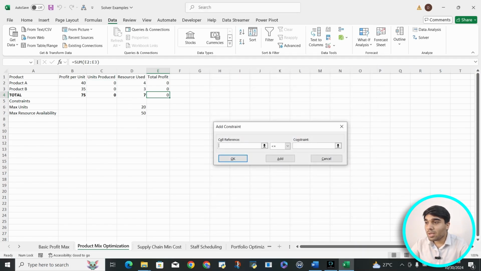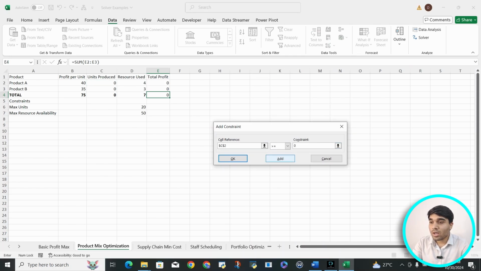The constraints will be that units produced are supposed to be greater than or equal to 0. I'll click on add. Product B also greater than or equal to 0. Now you can imagine how I can work with so many different types of products in one particular go. Then I need to click on add here as well. The second thing is that the total resources being used should be greater than or equal to the availability.